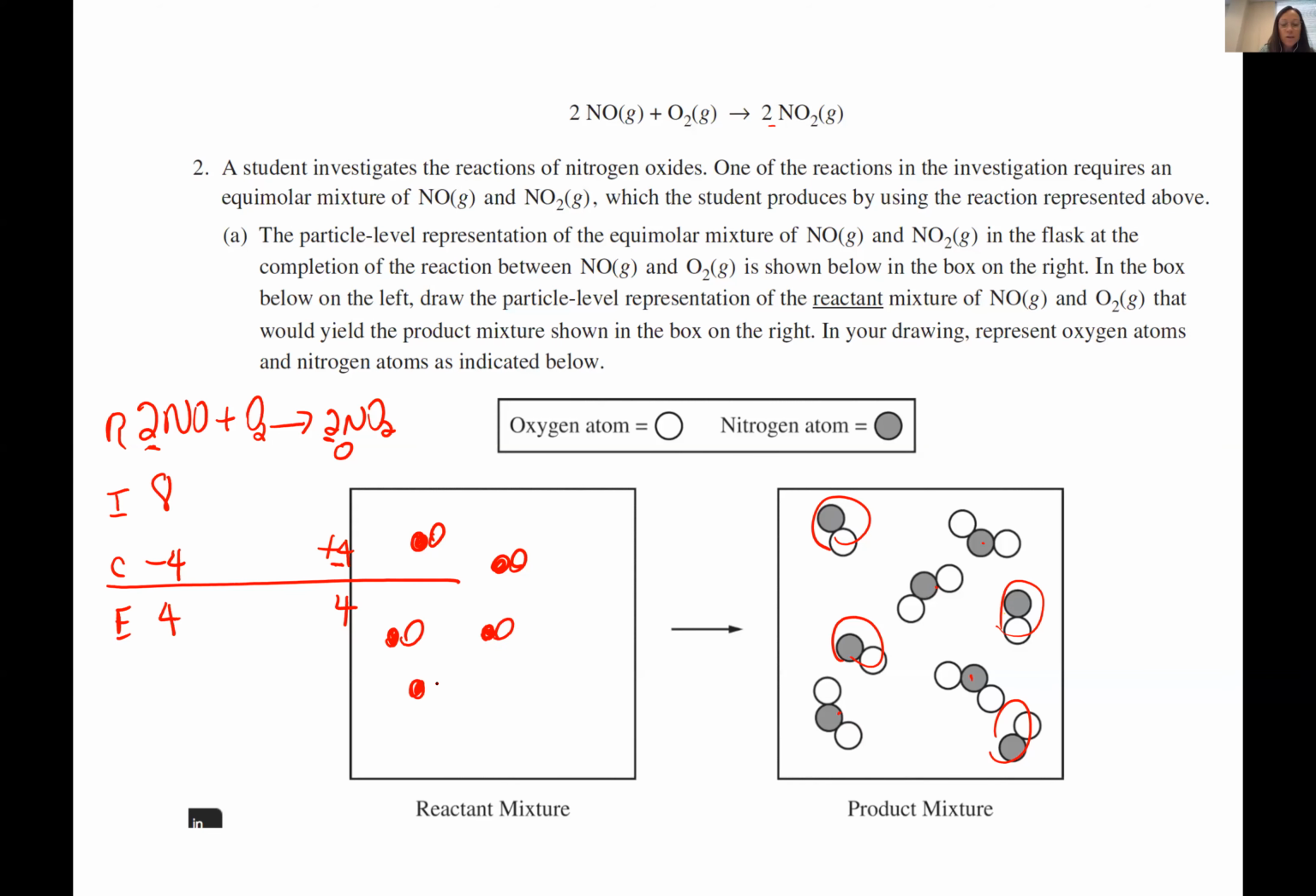So what about the oxygen? We don't have any left over. It was 0. Well, how does that work out right here with this change row? For every 2 NOs, you need 1 oxygen. So if we used 4 of these, how many oxygens would we have used? We must have used 2. So we must have started with 2. So we have to start with 2 oxygens. Isn't that easy?